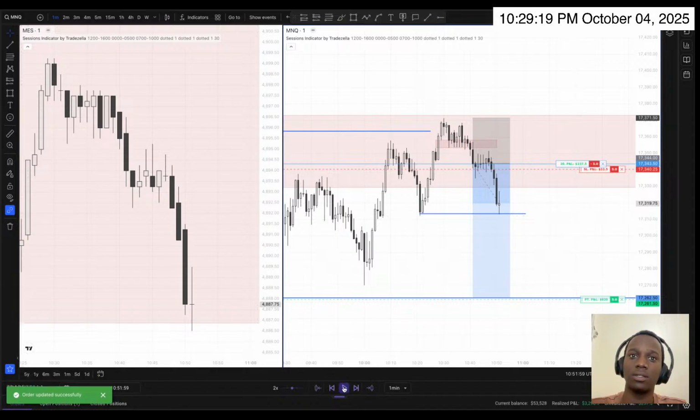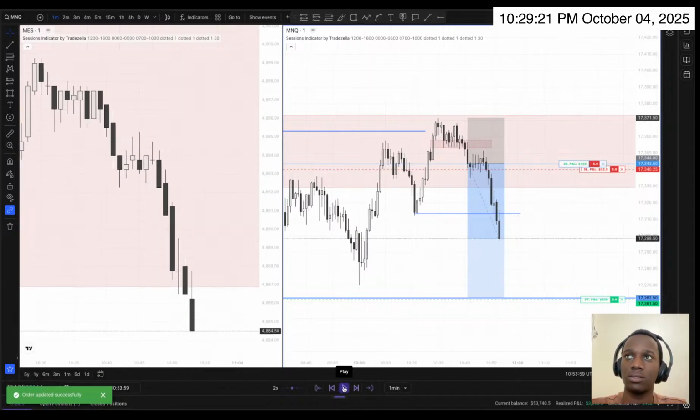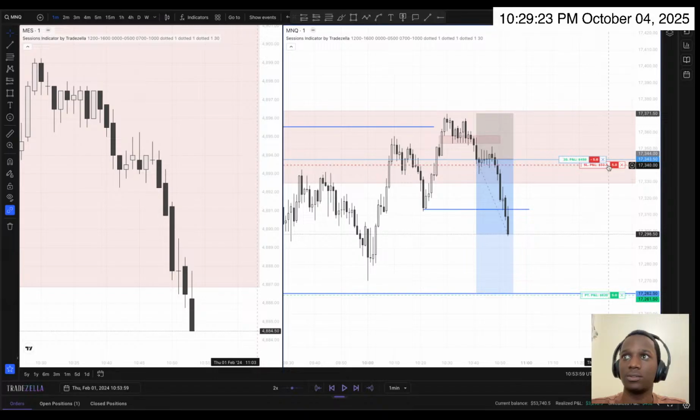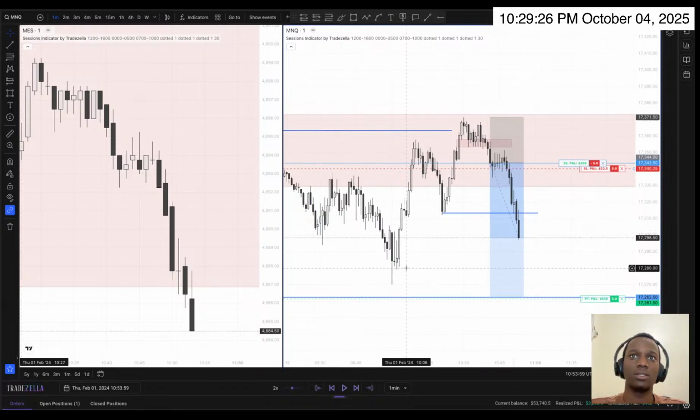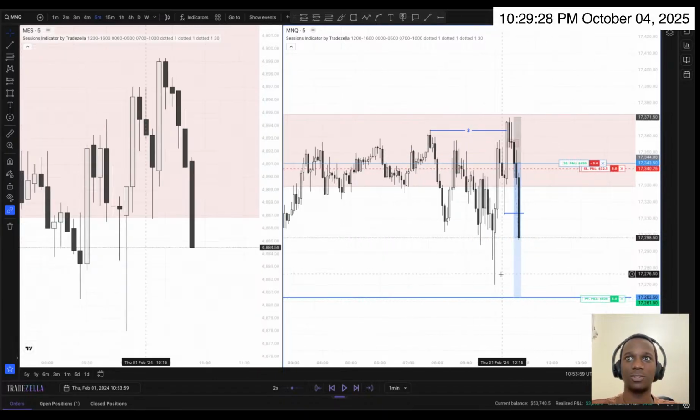Yeah, very good here, very good displacement. Now we'll check the 5. If we take out this low here, then we close the full position.